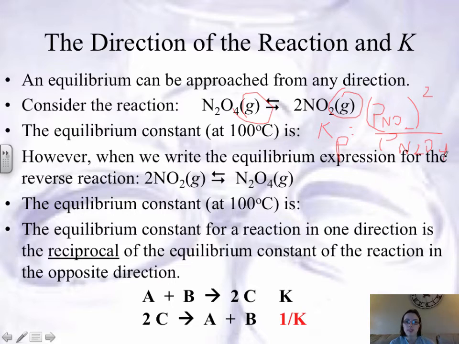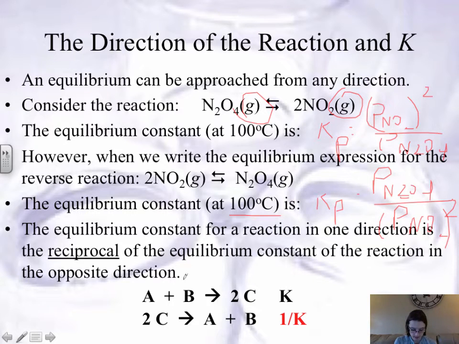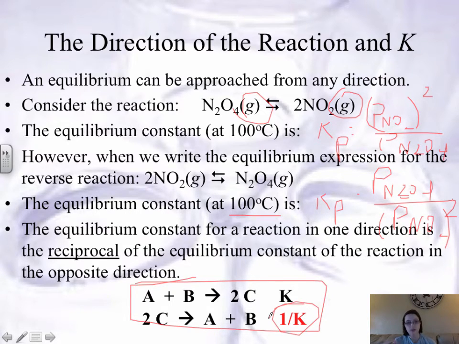Now when we write the equilibrium expression for the reverse reaction, again at 100 degrees Celsius, we get Kp equals the pressure of N2O4 over the pressure of NO2 squared. I want you to take a look at these two. What do you notice about these two? Well, they're the reciprocal. The equilibrium constant for a reaction in one direction is the reciprocal of the equilibrium constant in the opposite direction. This gives just a general way to look at it. Notice that you have K for the forward. If you flip it, it becomes 1 over K.